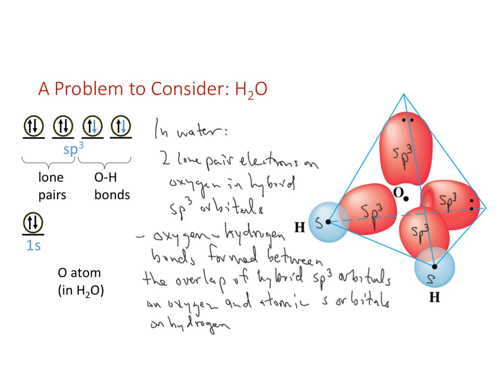Hydrogen will never hybridize. Hydrogen only ever has an s orbital, so we'll only use the s orbital from hydrogen, but this explains our geometry. This explains the 2 lone pairs of electrons. They're in identical hybrid orbitals, and then my bonding interactions are also between the hybrid sp3 orbitals on oxygen and the s orbitals on hydrogen.